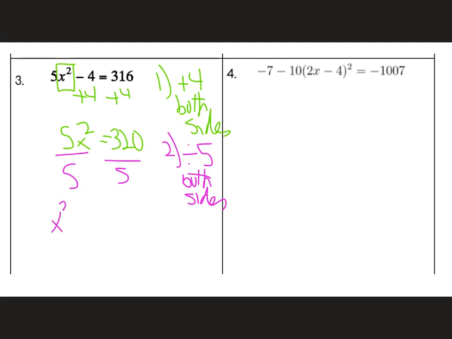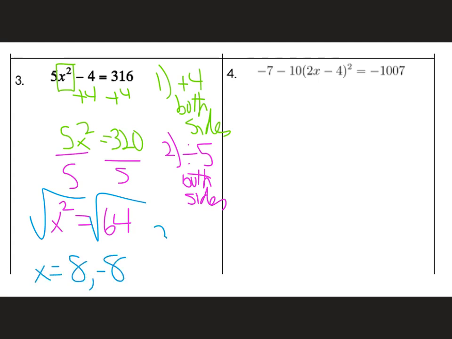So that's going to be x squared is equal to 64. And now I'm going to square root both sides. That's 8 or negative 8. So square root both sides. And don't forget, plus or minus.